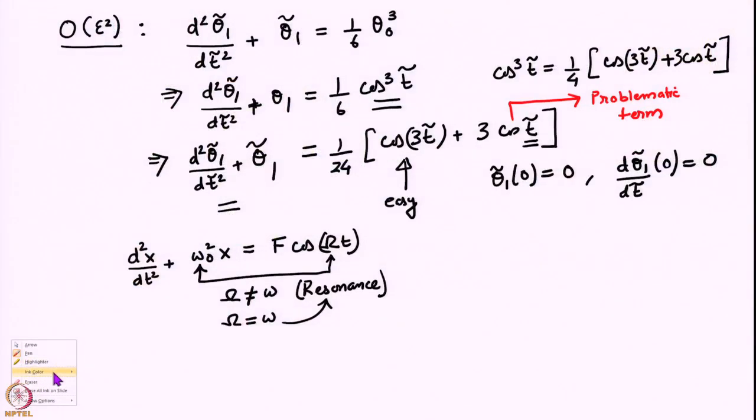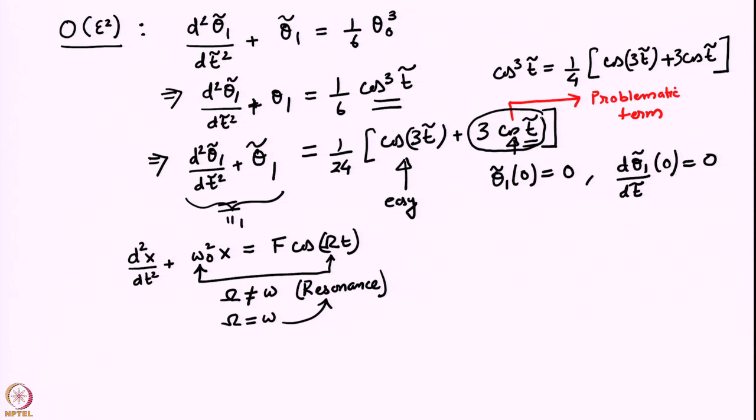Now, we have taken that mathematical model and we have tried to solve it by a regular perturbation method, and we are finding that the solution may possibly contain terms like t sin t or t cos t. The reason is because this term has a frequency which is 1, the capital omega here is 1, and the natural frequency of this part is also 1. So, this term is going to act as a resonantly forcing term on the oscillator. And so, the solution to this equation will have terms like t sin t, t cos t.